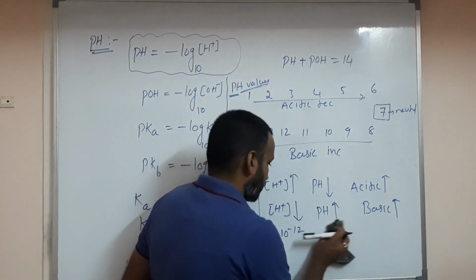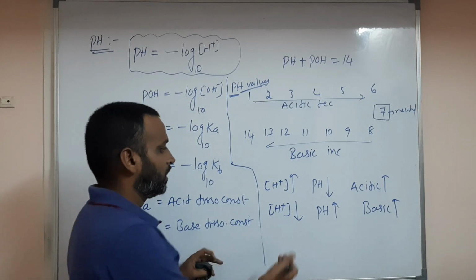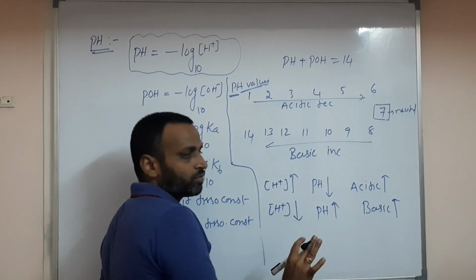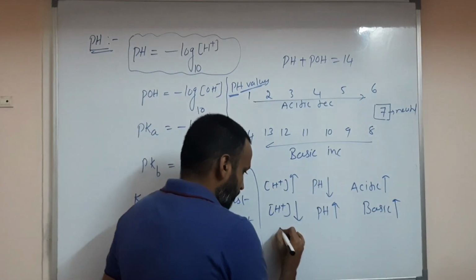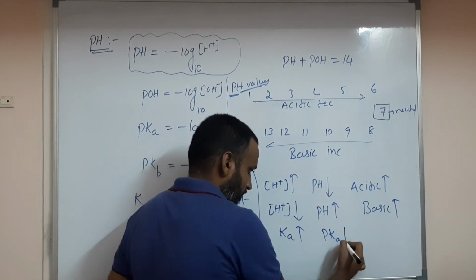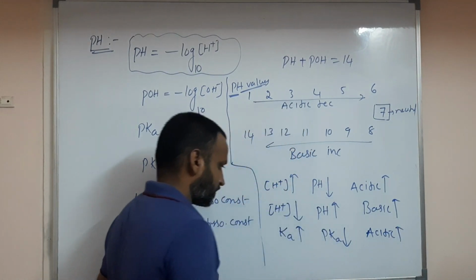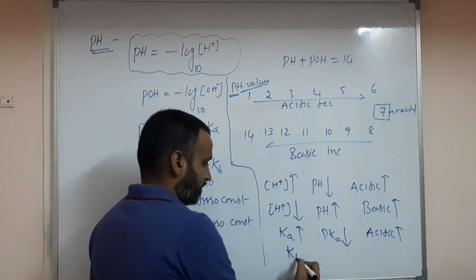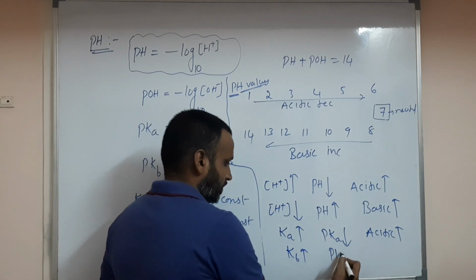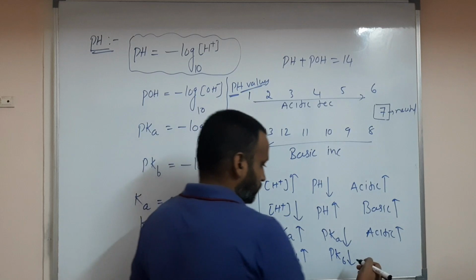Okay. So that's it. Very clear. With respect to H plus we have written, so no need to confuse. And in the same way, as Ka increases, pKa decreases. If pKa is less, then acidic character is more. In the same way, if Kb value increases, then pKb value decreases.